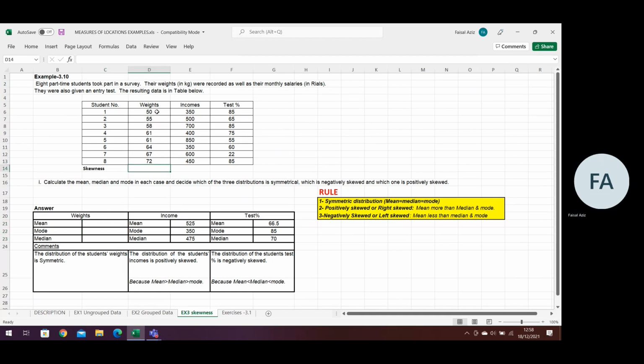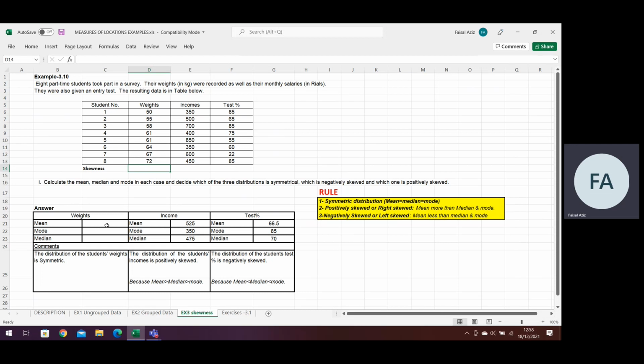Now you see we have data where 8 part-time students took part in a survey, and their weight in kilograms was recorded, as well as their monthly salaries in reals. They were also given an entry test. The resulting data is in the table below. So this is ungrouped data basically. We need to calculate the skewness. I will calculate the skewness also here under this, at the end of the data.